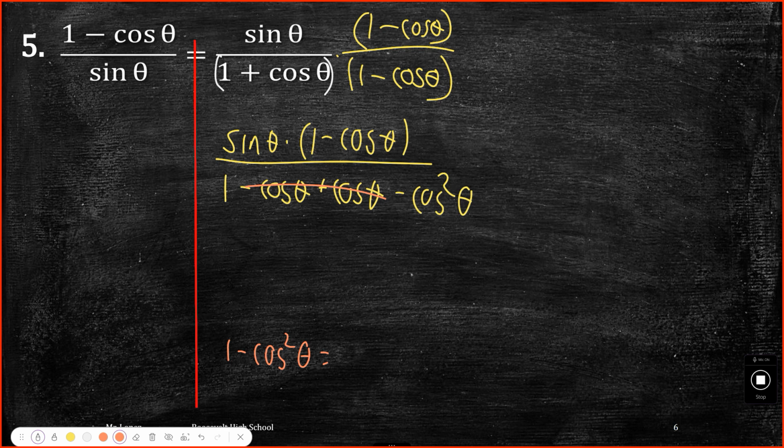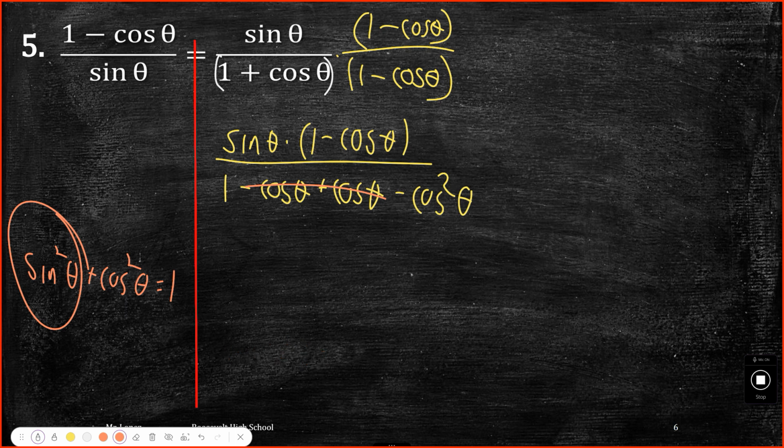Sine squared theta. Why is it sine squared theta? Because it's the one fundamental identity. Sine squared theta plus cosine squared theta is equal to what? Is equal to 1. So if I move this by subtracting it, it will be sine squared theta. So 1 minus cosine squared theta should be sine squared theta.